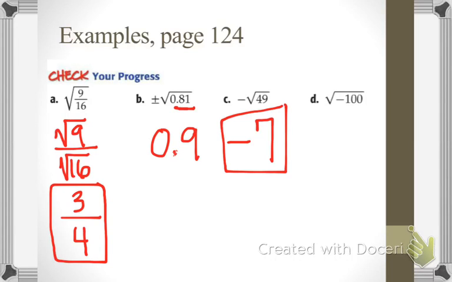All right, the last example, example D, the square root of negative 100. Well, think about this. What times itself would give me a negative 100? 10 times 10 would give me positive 100. Negative 10 times negative 10 would also give me a positive 100. So, without using imaginary numbers, which you won't do till way later on, there is no solution to the square root of negative 100. So, no solution. You cannot take the square root of a negative number.